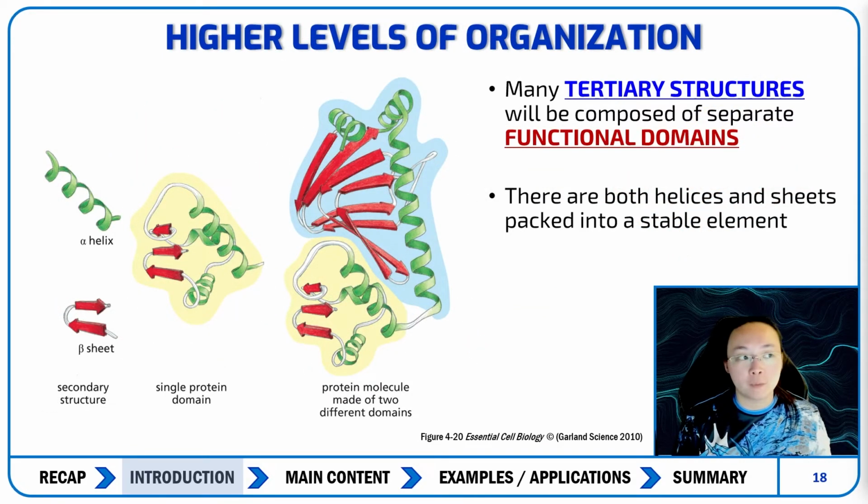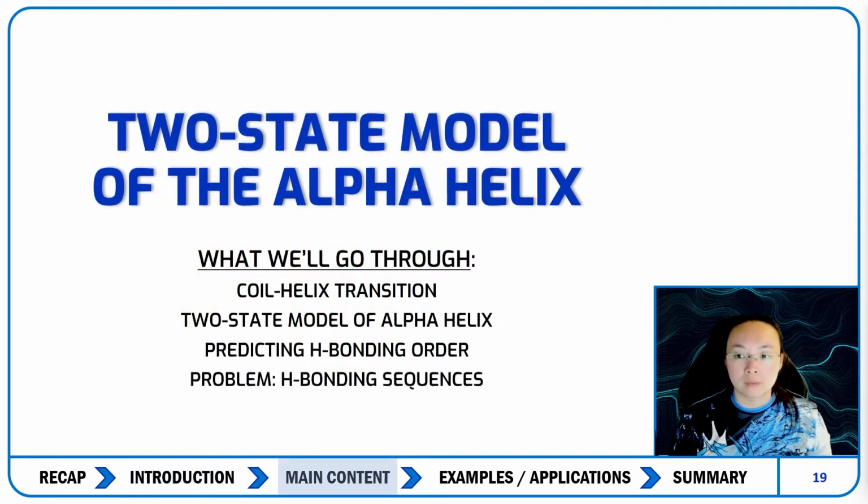So finally, we've learned about alpha helices and beta sheets. We can combine them to create protein domains. These domains can come together to form larger protein molecules, and this final form is called a tertiary structure and usually has different functional domains that contain alpha helices, beta sheets, or eventually both. So now we can move on to modeling all of these.